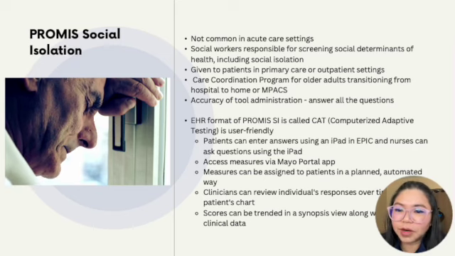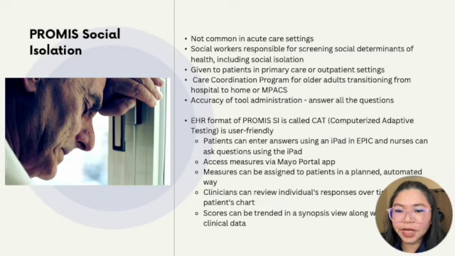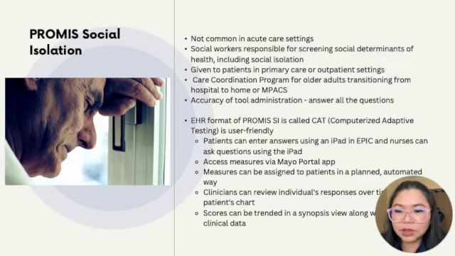The accuracy of PROMIS SI depends on the administration method and the number of questions asked. By asking more questions, the accuracy of the tool increases, reducing the chance of errors and increasing confidence in the respondent score. The EHR format of PROMIS is called CAT, or Computerized Adaptive Testing.